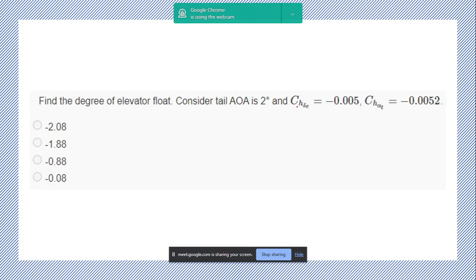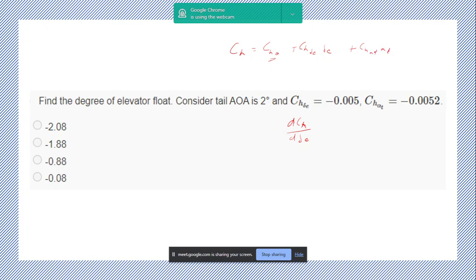Okay, this is dCH by d delta E. What is this CH? Yes, hinge moment coefficient, correct. So now can you tell me what is elevator float at what? So hinge moment is CH, so it is CH naught. Since it's usually symmetric, we will not have a CH naught. We'll have CH delta E into delta E plus CH alpha T into alpha T.